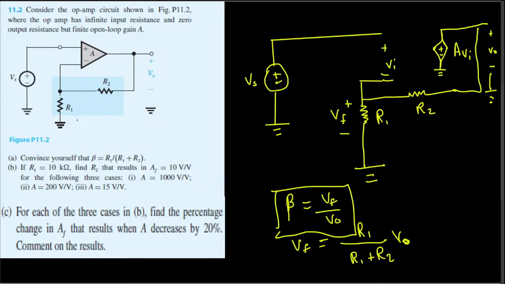In this video, I'm just going to do part B of the question. In part B, the question is asking to find R2 if R1 is equal to 10 kilo ohm, such that AF is equal to 10 V/V for the following three cases: A is equal to 1000 V/V, A is equal to 200 V/V, A is equal to 15 V/V.